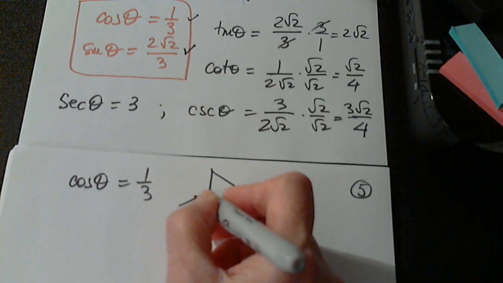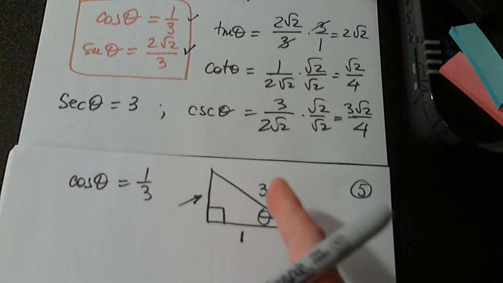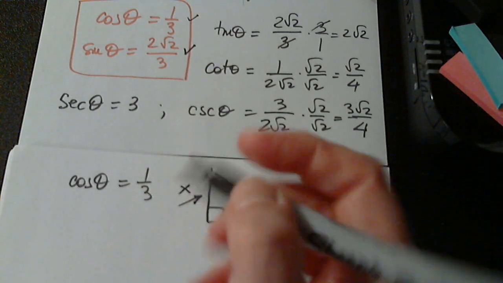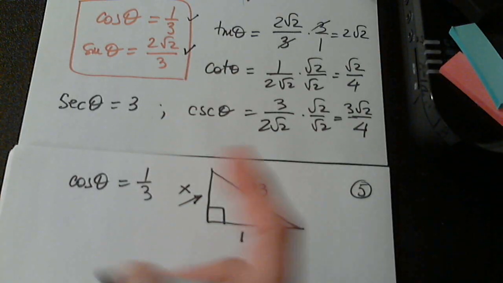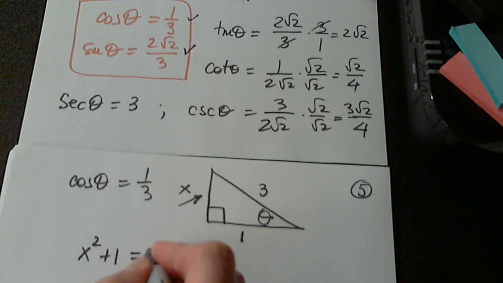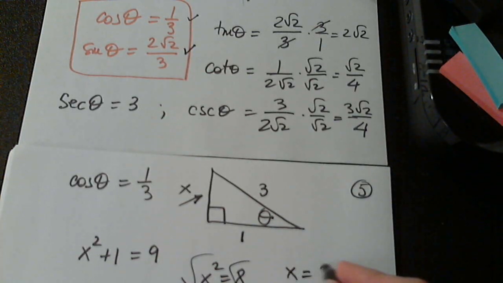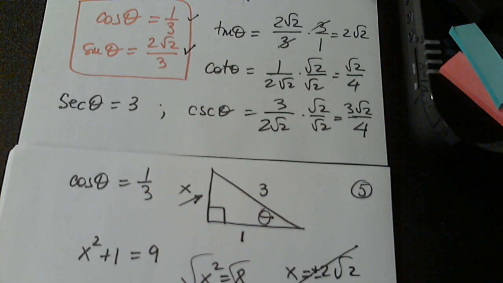Okay, I need to determine this leg. I have to use the Pythagorean theorem. x squared plus 1 squared equals 3 squared. So x squared plus 1 equals 9. So then x squared equals 8. I have to take the square root, and I have 2 the square root of 2 with plus or minus, and I have to say no, it has to be plus because it's a distance in a triangle.